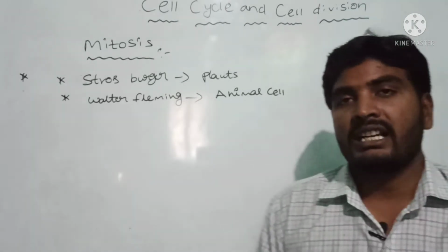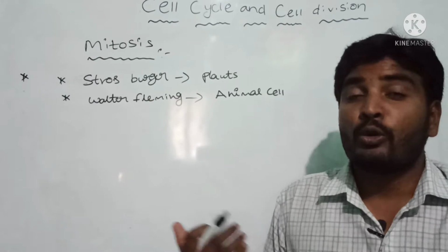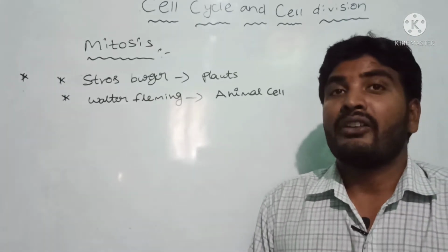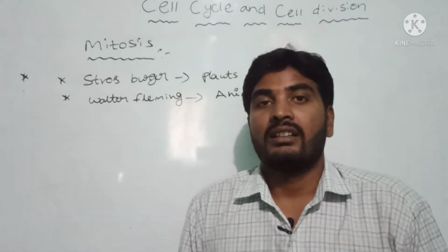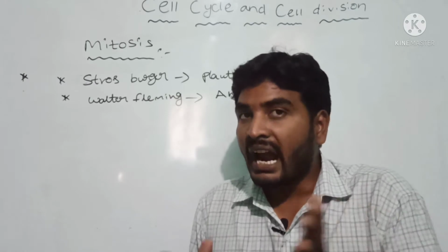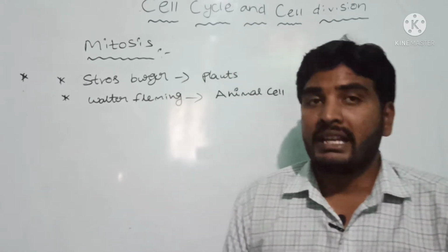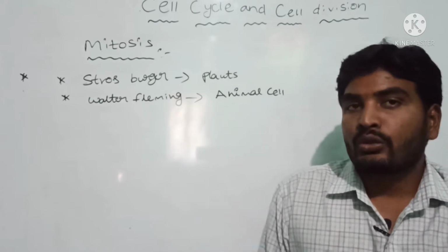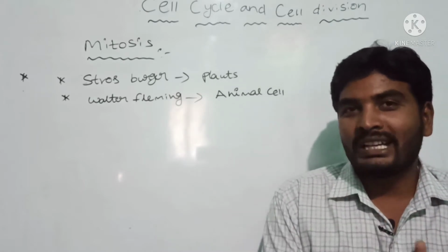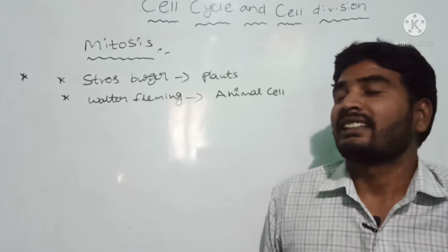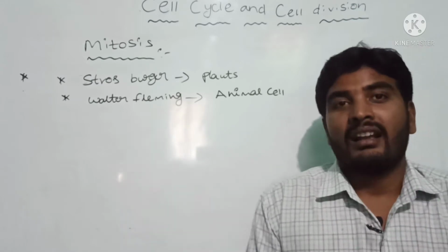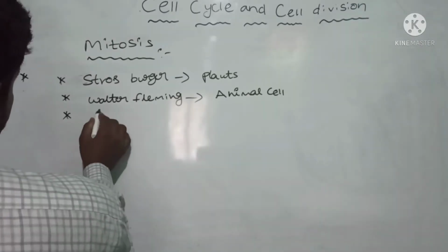This mitotic cell division is also called homeotypic cell division. Why is it called homeotypic cell division? If you see, the daughter cells are identical to each other and to the mother cell. That is why this is called homeotypic cell division.